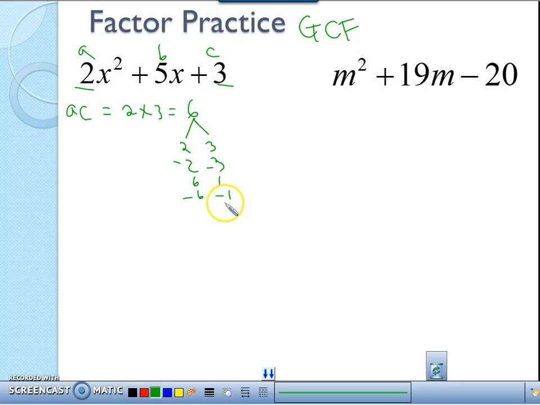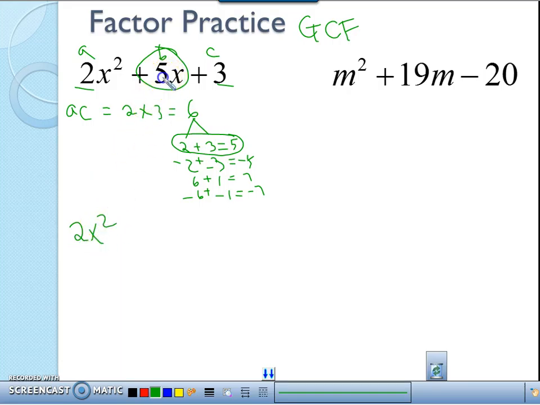Now, which one are we going to choose? That depends on the middle part. The middle term is 5x. So you're going to add these and see which one gives you 5. That's how we determine which pair we're going to pick. 2 plus 3 is 5. This one's -5. This one is 7. And this one's -7. So this right here works. We're going to pick +2 and +3.